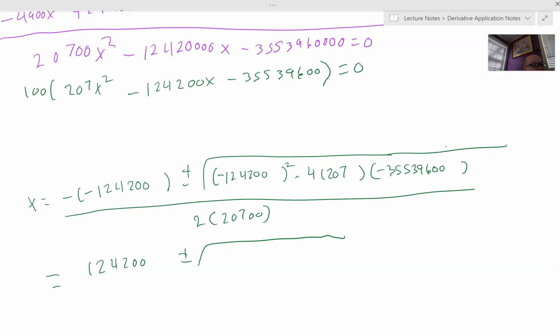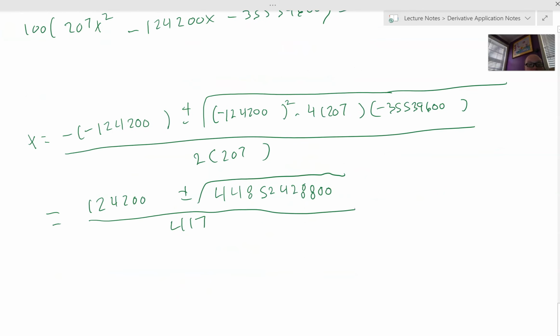This to come out nicely. Let's see, give me just 1 second to get this to simplify down. 1,242 squared, that's 4 times 207 times 3,553. There we go. Alright, so we get 4,482,428, all over, and then this will just be 417.